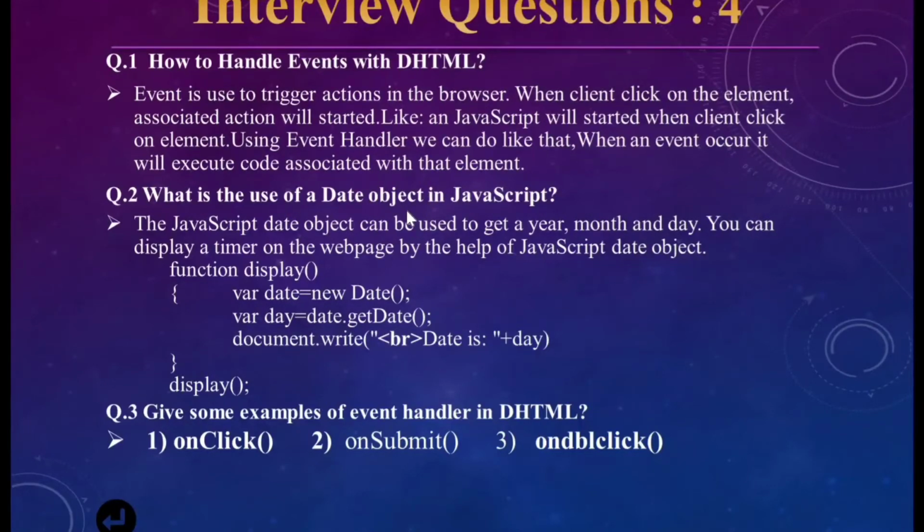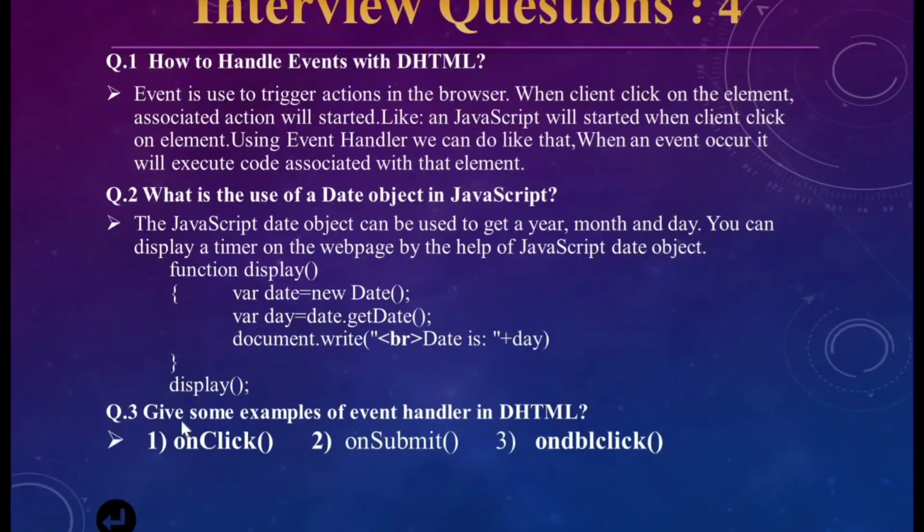What is the use of a date object in JavaScript? The JavaScript date object can be used to get the year, month and day. You can display a timer on the web page with the help of the JavaScript date object. Let us see the function in this question. Function display, where date is equal to new Date, where day is equal to date.getDate, document.write is equal to "date is", and then the last display.